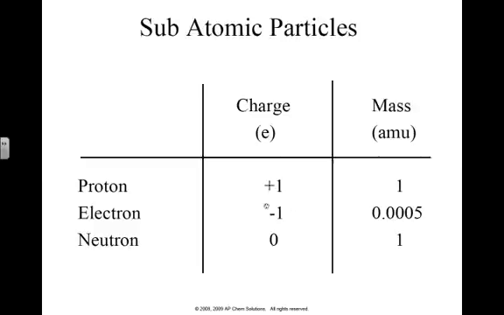So we've got 3 subatomic particles: protons, electrons, and neutrons. What's the charge of a proton? +1. Electron, -1.